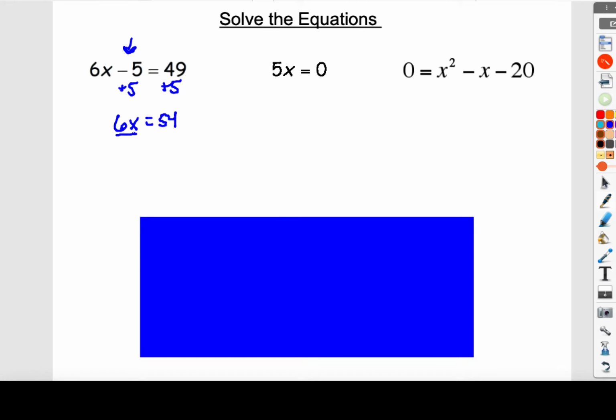Well, in order to get rid of a multiplied by 6, we're going to divide by 6. And since I can easily get x by itself, right, we can find that if x were 9, we'd have a great solution to that equation.